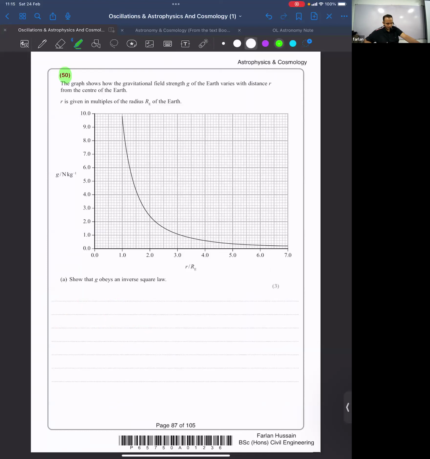Show that g obeys an inverse square law. So what you need to do is, g is equal to GM over R square. Listen. g is equal to GM over R square, right? So that means g into R square is a constant, right? g into R square is a constant.